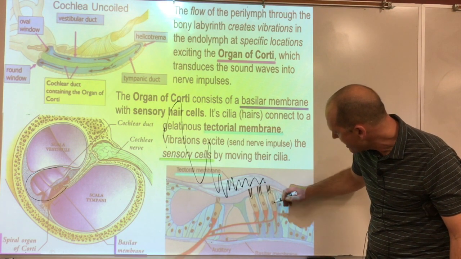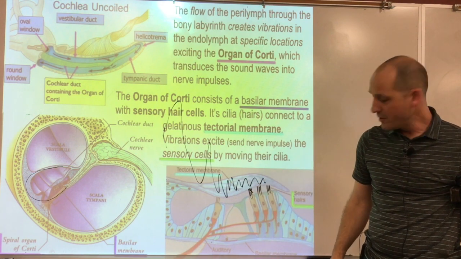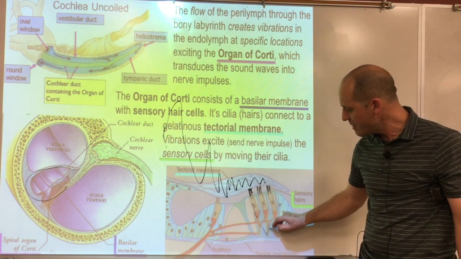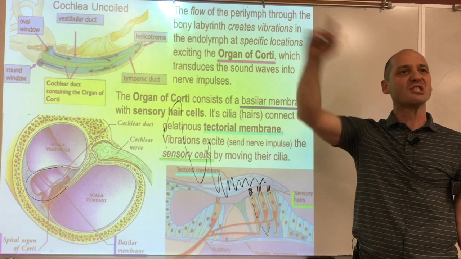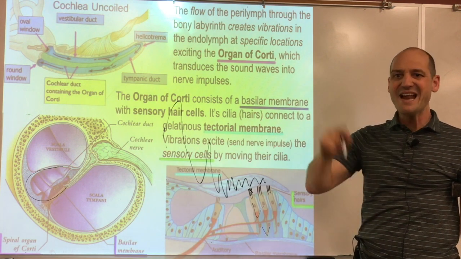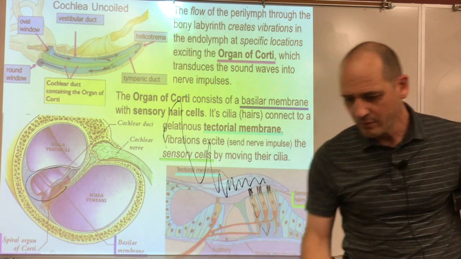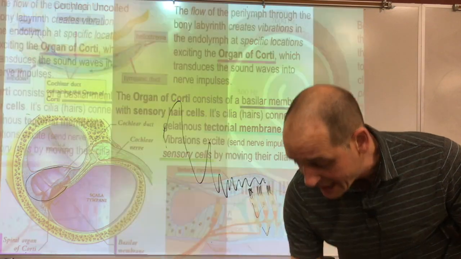And when that membrane vibrates, those hairs vibrate and bend. And when those hairs bend, we get a nerve impulse sent to the brain saying, oh, something bent there, and that's a sound. So the bending of the hairs gives you a sound. And then the question is, what sound am I hearing?